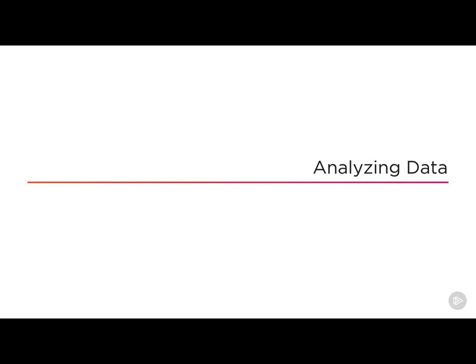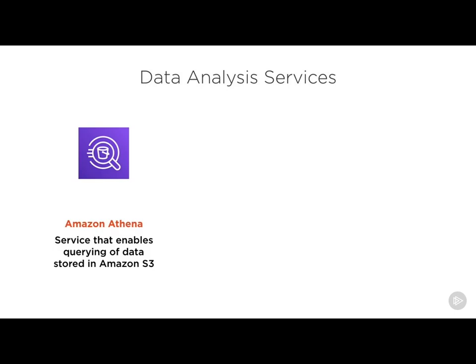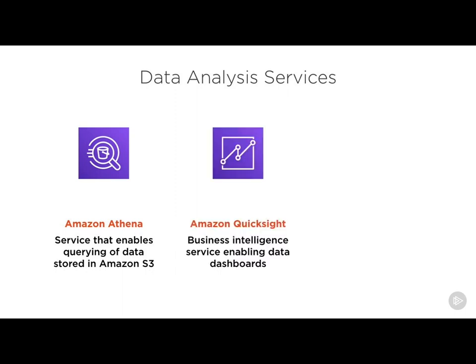So now that we've talked about how we get our data to AWS and how we process it, we're now going to talk about how you actually analyze the data that you have within AWS. And so we're going to be talking about several services. First of all, we're going to be talking about Amazon Athena, which is a service that lets you query data not stored in a database, but actually stored in Amazon S3. Then we're going to look at Amazon QuickSight, which is AWS's BI tool that gives you interactive dashboards.